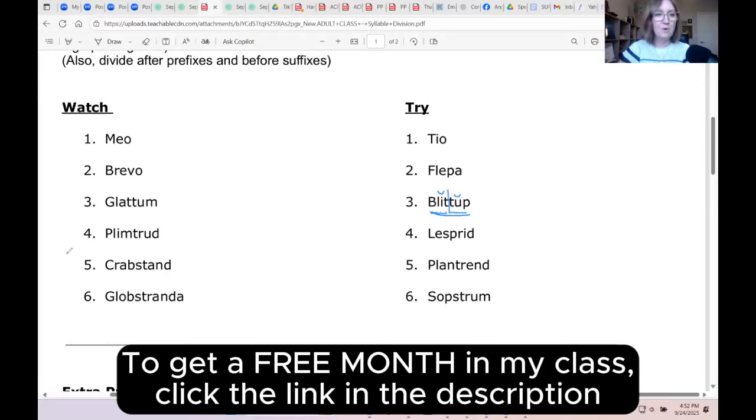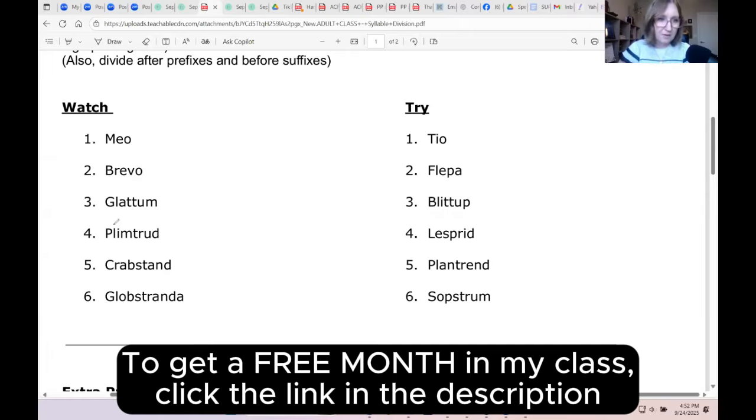The reason that I wanted to teach you syllable division is so that you can learn how to break up a longer word into smaller chunks, so that you just have to read little bite-sized chunks and then blend those syllables together. It's just another reading strategy.